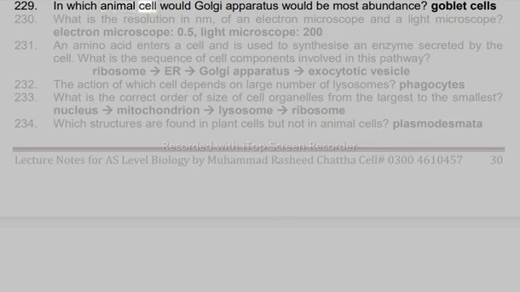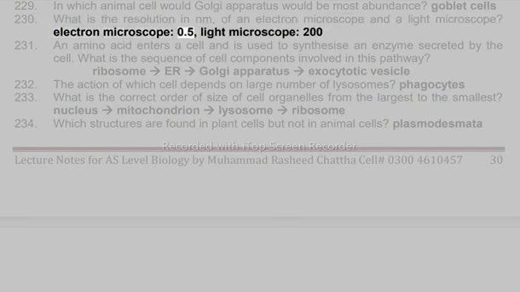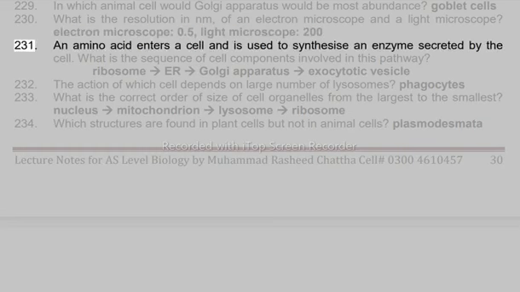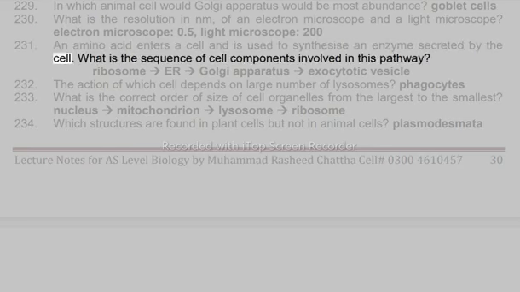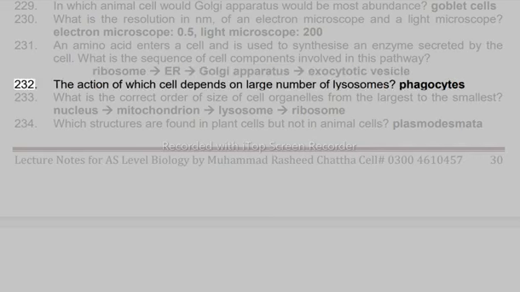229. In which animal cell would Golgi apparatus be most abundant? Goblet cells. 230. What is the resolution in nm of an electron microscope and a light microscope? Electron microscope, 0.5; light microscope, 200. 231. An amino acid enters a cell and is used to synthesize an enzyme secreted by the cell. What is the sequence of cell components involved in this pathway? Ribosome, Golgi apparatus, exocytotic vesicle.